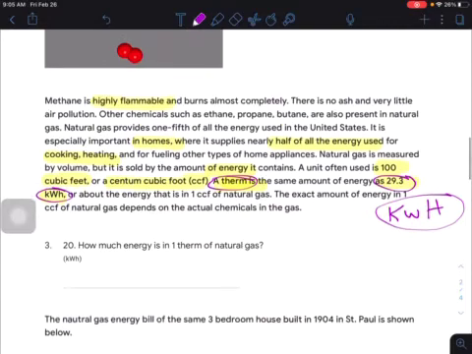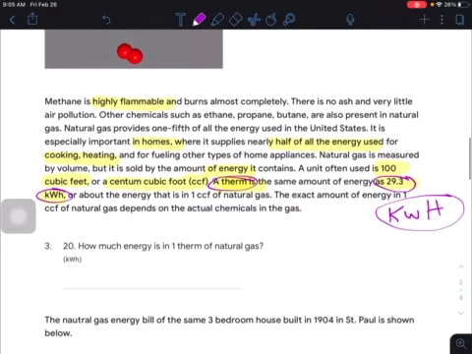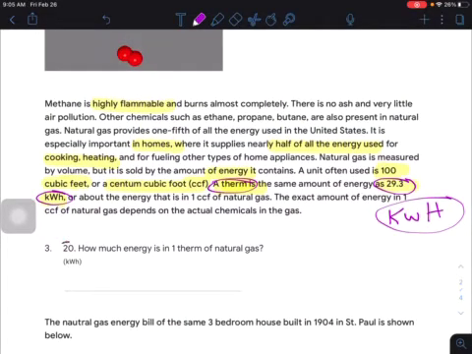Let's go on to the questions. Number 20. How much energy is in 1 therm of natural gas? So 1 therm, this is what we just got done reading up here. A therm is an amount of energy of 29.3 kilowatt hours. So 1 therm is 29.3 kilowatt hours.